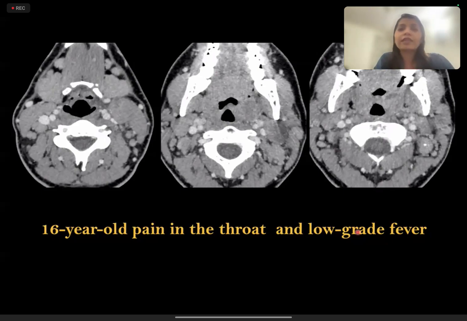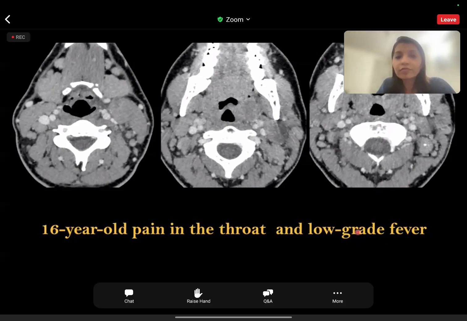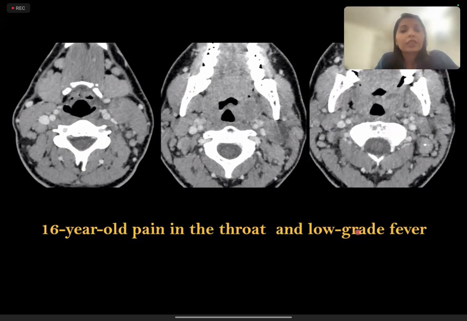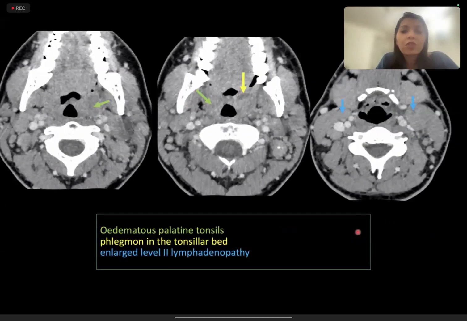So what we're seeing here is edema and enlargement of the palatine tonsils. In fact, in the second image, we see a small phlegmon at the anterior aspect of the enlarged left palatine tonsil. And there's also enlarged level 2 lymphadenopathy. So this is a case of acute tonsillitis. I'm sure everybody got it, right?